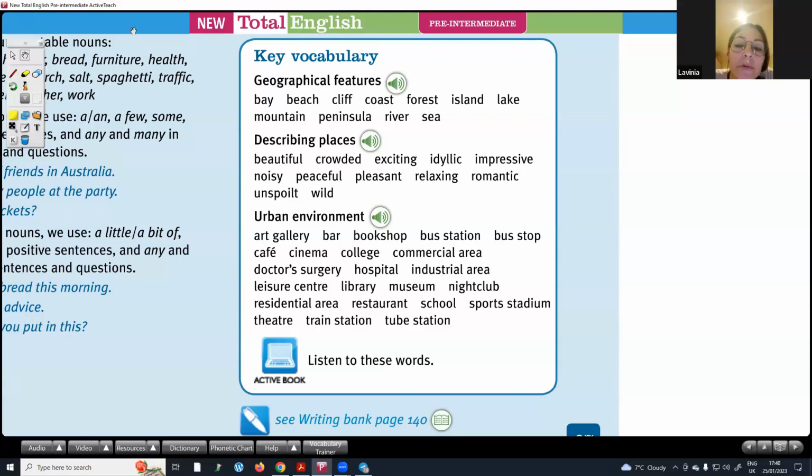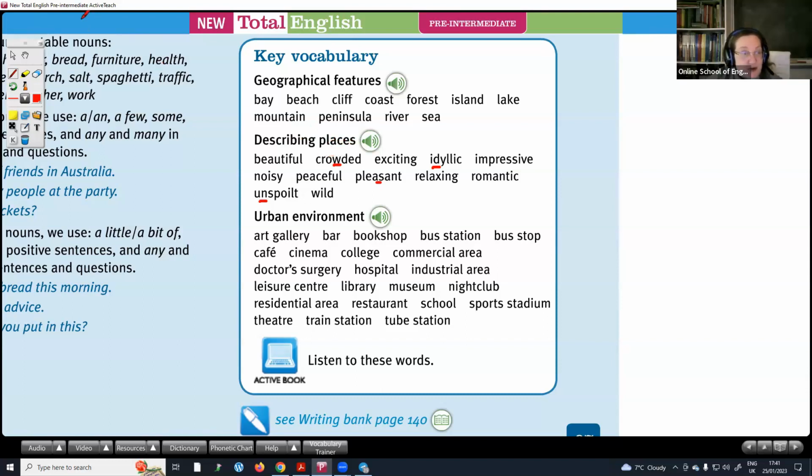Crowded. Idyllic. Pleasant. Unspoiled and wild. Romantic. Oh no, you know that one. Everybody knows that. And wild, maybe. Okay, so let's start. Beautiful, no, beautiful is good, yes. But we have many words that we use to describe a place.